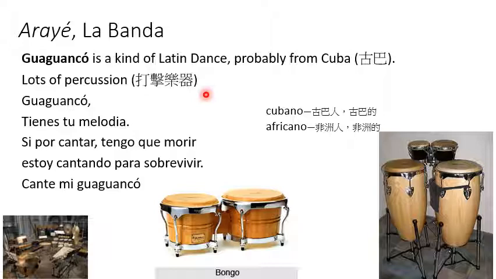And the lyrics are very easy, right? The lyrics are very simple. He just says, wawanko, tienes tu melodia, right? You have a melody. Si por cantar, tengo que morir, right? If for singing I had to die, right? Then he says something like, estoy cantando para sobrevivir, right? I'm singing to survive, okay?